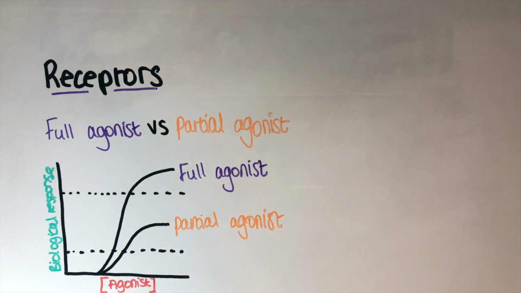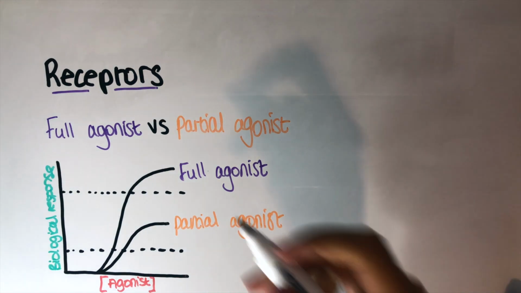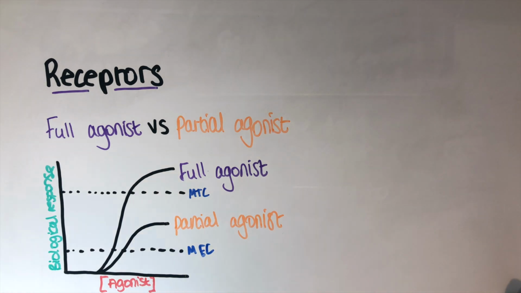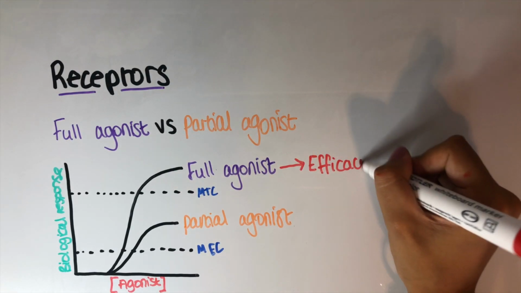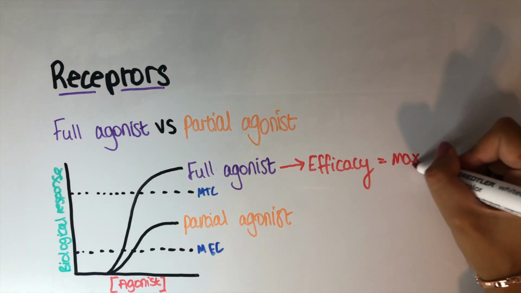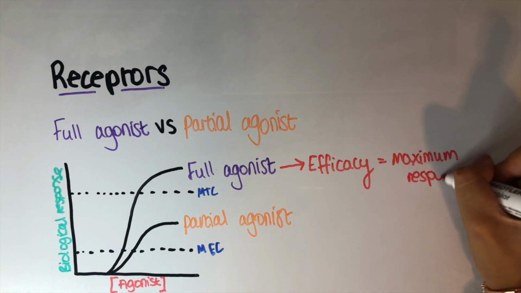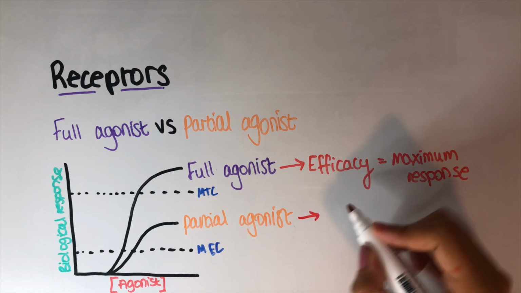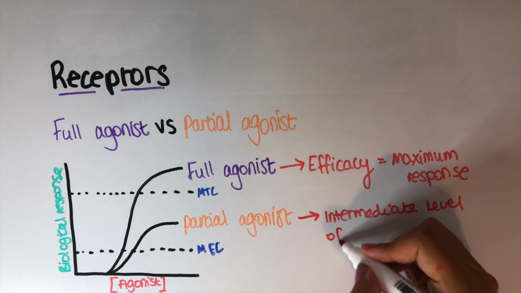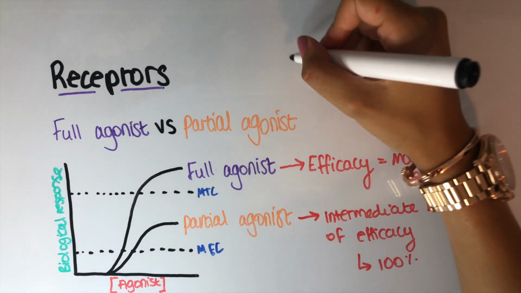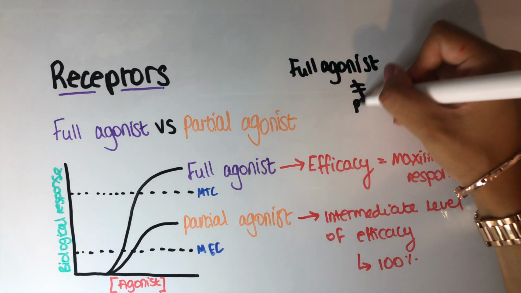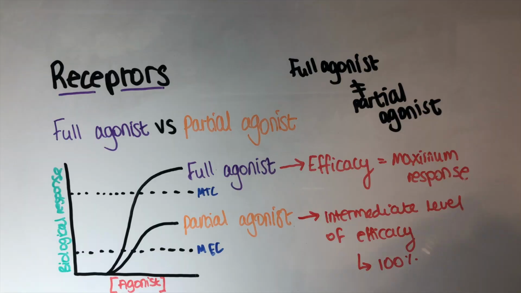And I've just labeled the minimum toxic concentration and minimum effective concentration. As you can see, the efficacy of a full agonist is sufficient to produce a maximum response, and this is different from a partial agonist, which only produces an intermediate level of efficacy even when 100% of the receptor is occupied. So now we know that a full agonist does not equal a partial agonist.